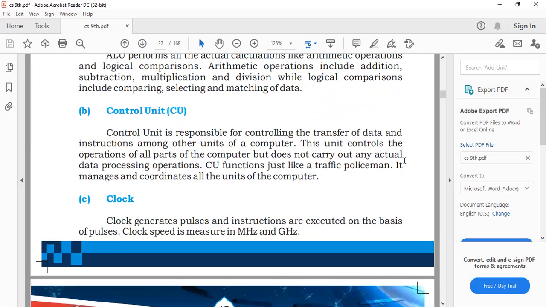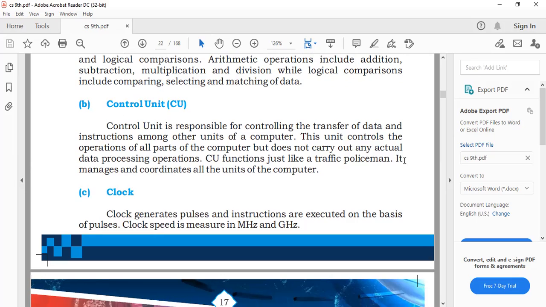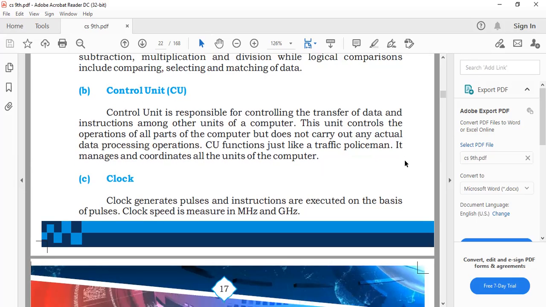What does control unit mean? The word control is telling you that you need to have a grasp on that thing. Control means to have something in your hands so that you have control over it. The control unit is responsible for controlling the data, meaning the transfer of the data and the instructions you get from all the units of a computer. This unit controls all the operations a computer has, but it does not actually carry out the data processing operations.